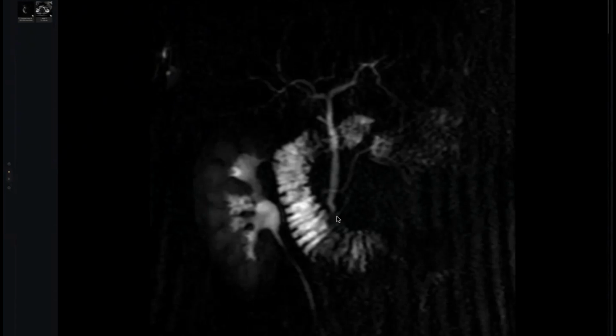One question about the technique. What do you think about the technique used in MRCP? These are heavily T2 weighted sequences. What do you mean by heavily T2? I guess there is some difference of timing, and no contrast is given in this study as far as I know.